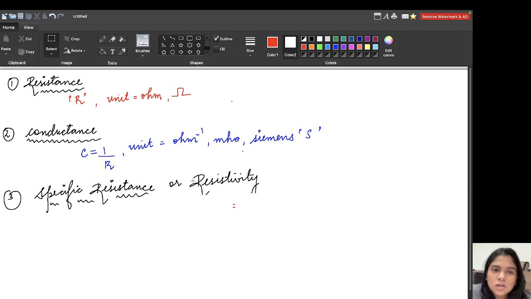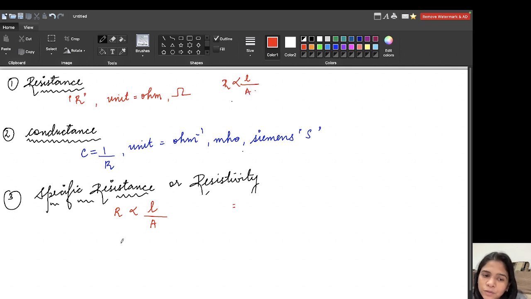Specific resistance or resistivity. For this you need to remember that R is directly proportional to the length of the container and inversely proportional to the area of the container. The resistance, we are not talking about specific resistance or resistivity, we are talking about resistance. Resistance here is directly proportional to L upon A.